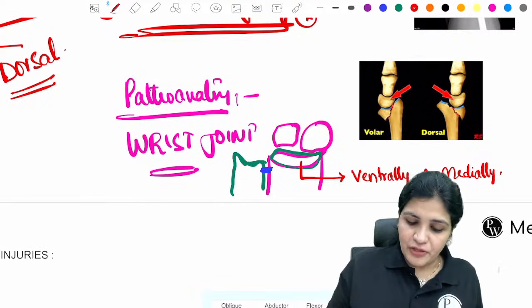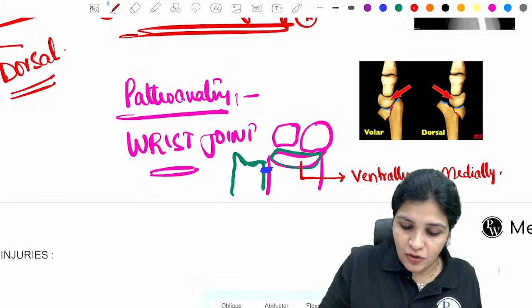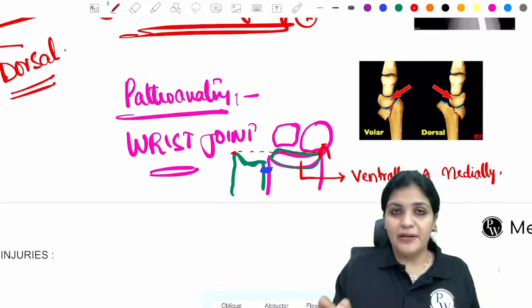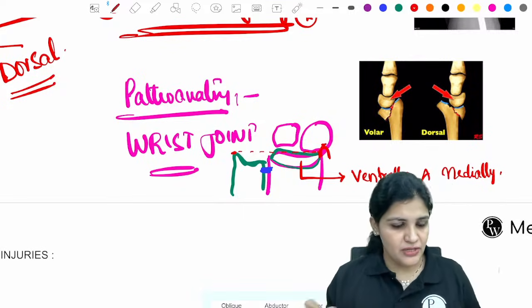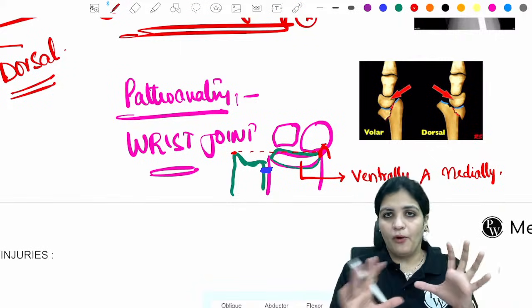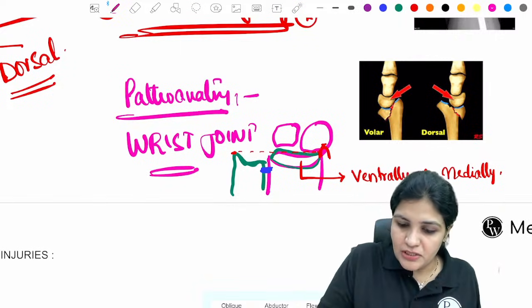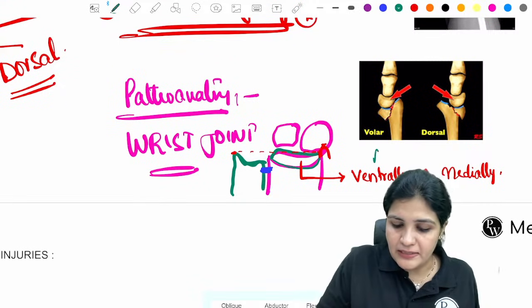Right? And now you have to remember this distal radius styloid process. So this styloid process is way little higher compared to the ulnar styloid process. So these are two other anatomical points which you have to remember. So this is what I'm talking about, the articular surface.